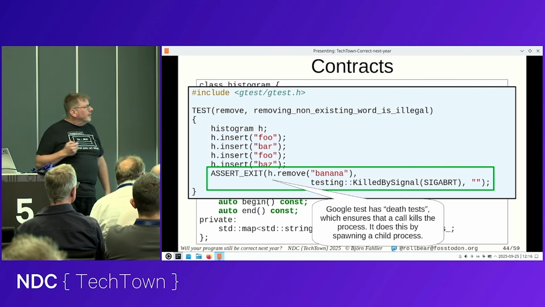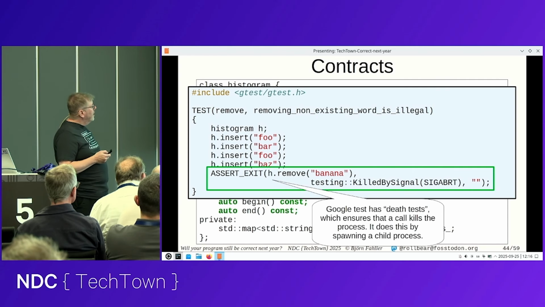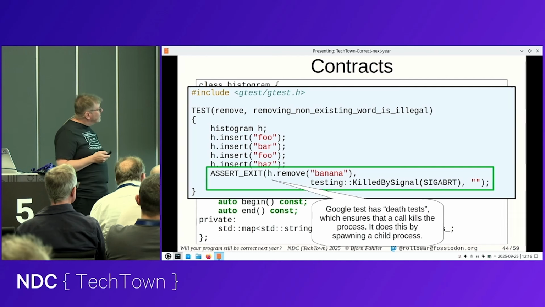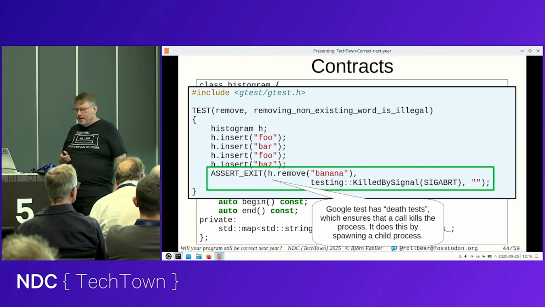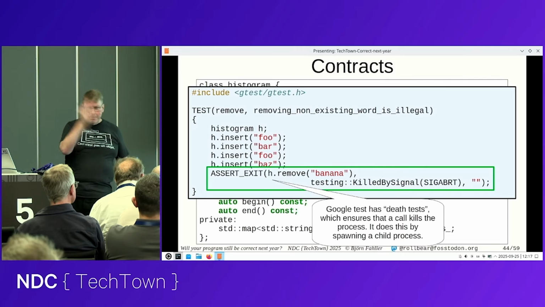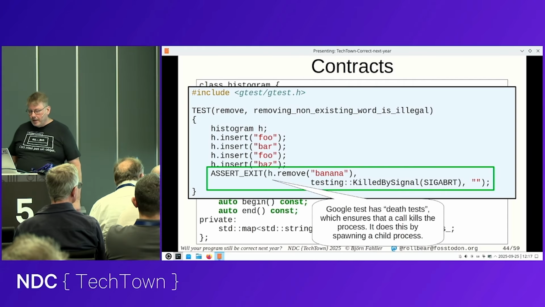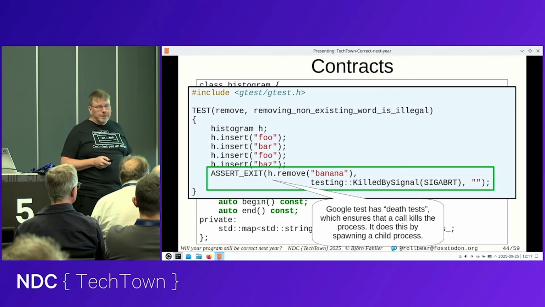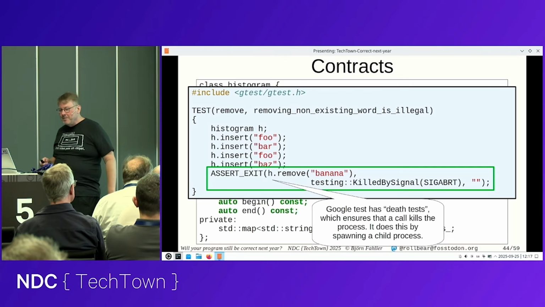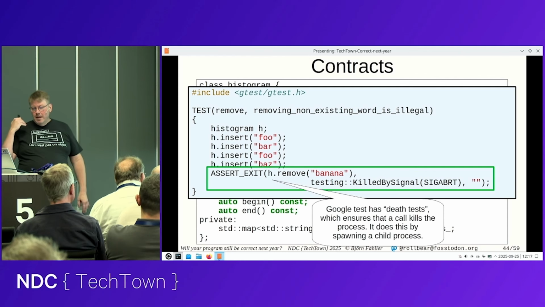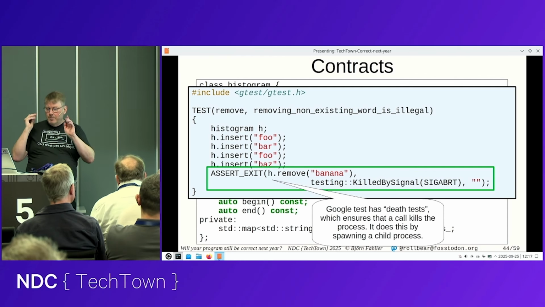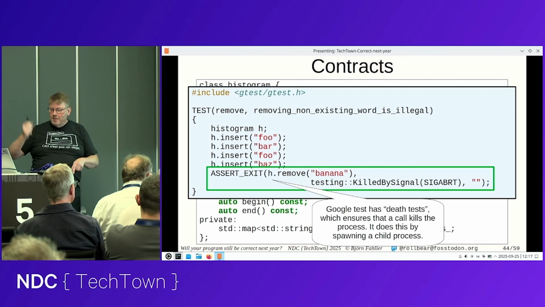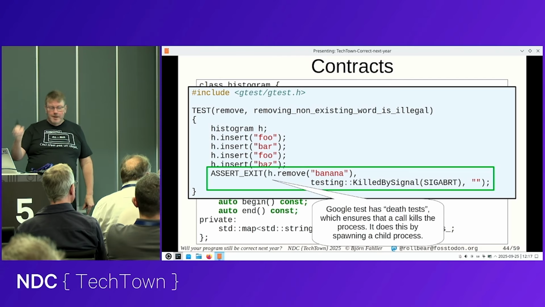But the really interesting thing is that Google Test has what they morbidly call death tests, where we say that when you do this, it must die. The program must die here. And it does this by spawning a child process. On a Unix-like system, it calls fork. How on earth it does this on Windows, I don't know. But it does, somehow. So here I can say assert exit, calling remove banana when there is no banana in the histogram. The program must be killed by signal SIGABRT.